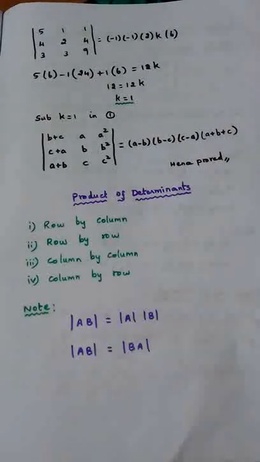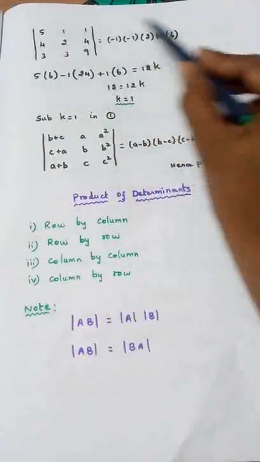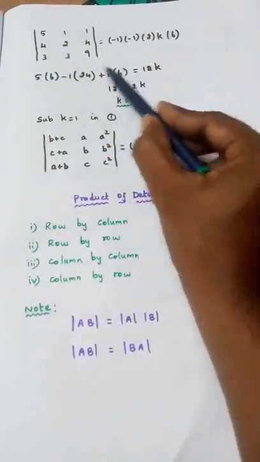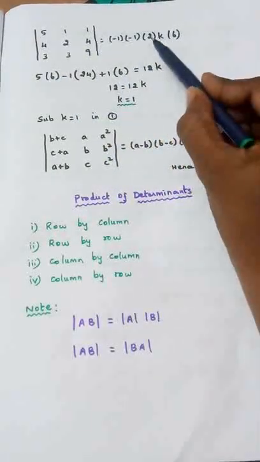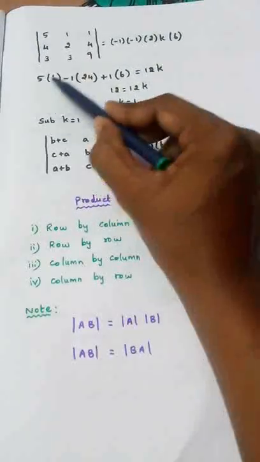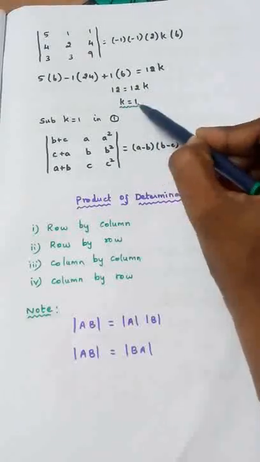Now see, if you substitute those values in the first equation, you will get like this. So expanding this determinant, this is the expansion of this determinant. This is the multiplication of all these things. 6 into 2, 12. This becomes 1. So 12k. If you simplify this, 12 comes. So 12, 12 cancel. K is equal to 1.